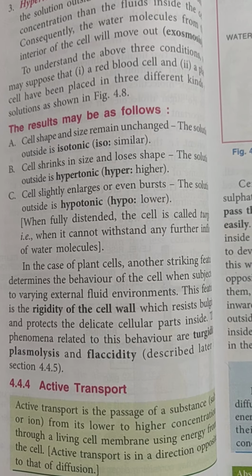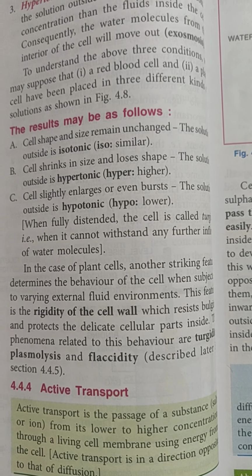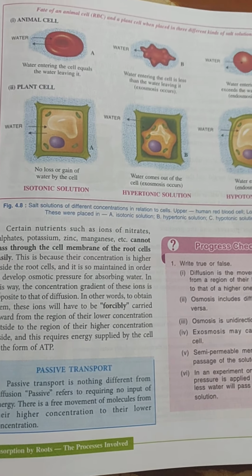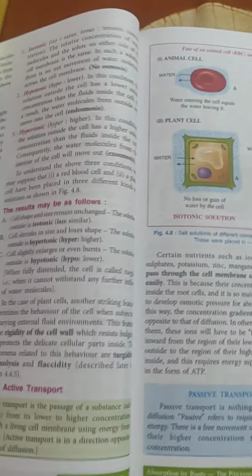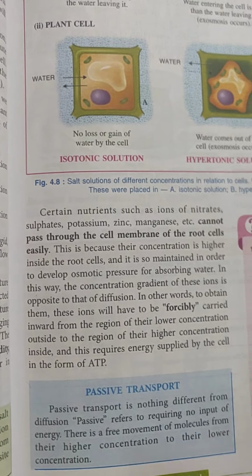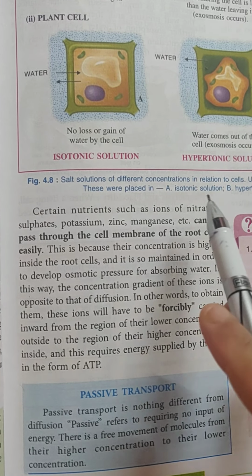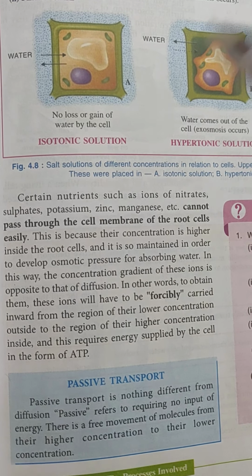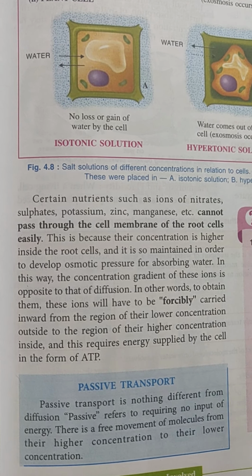In this case, the direction of movement is opposite to that of diffusion. Now there are certain salts and minerals that are taken in from the soil, such as nitrates, sulfates, potassium, zinc, manganese. They cannot pass through the cell membrane.